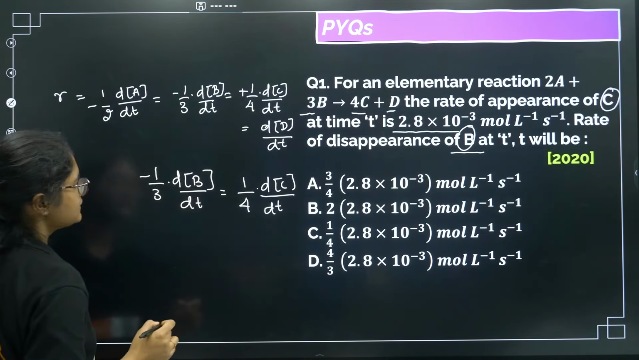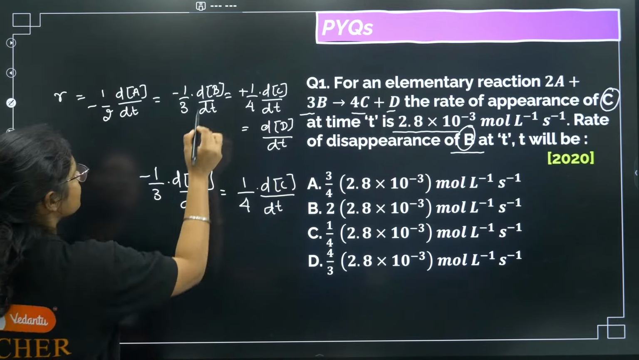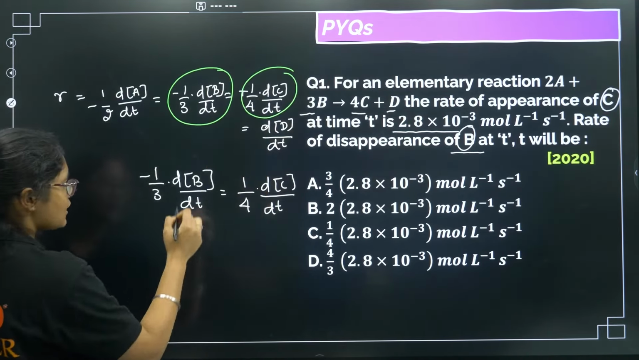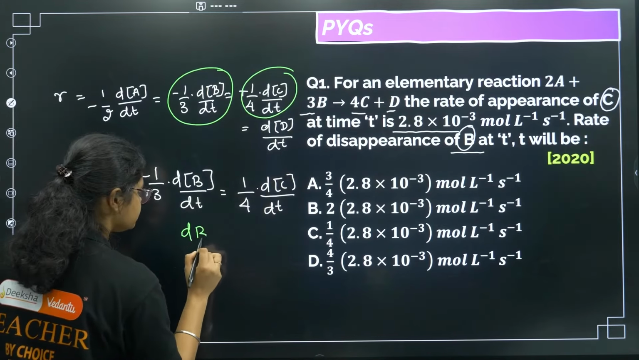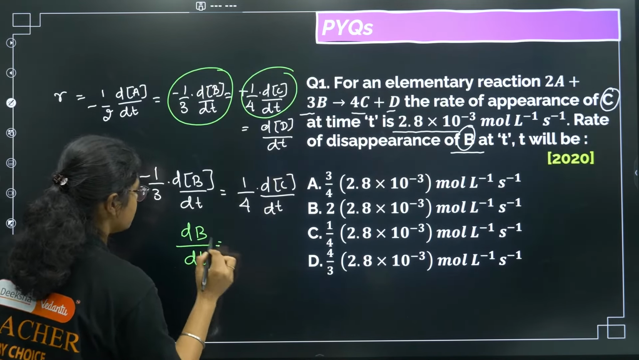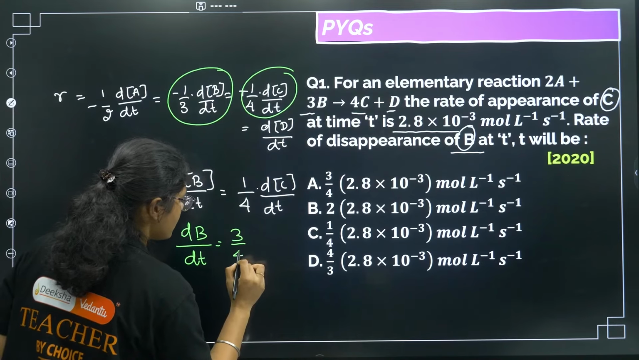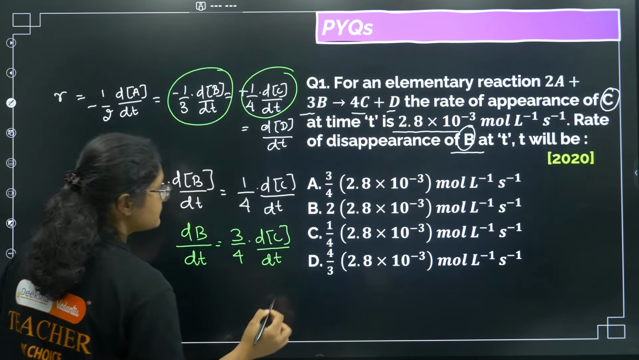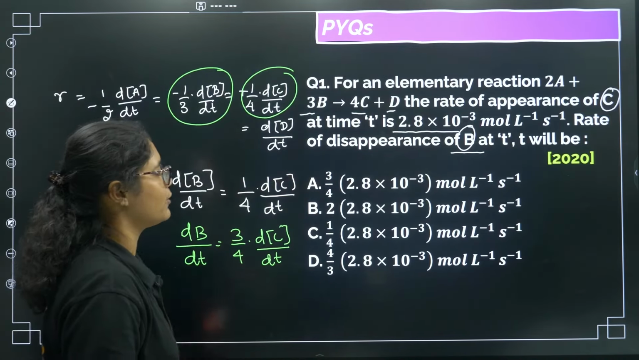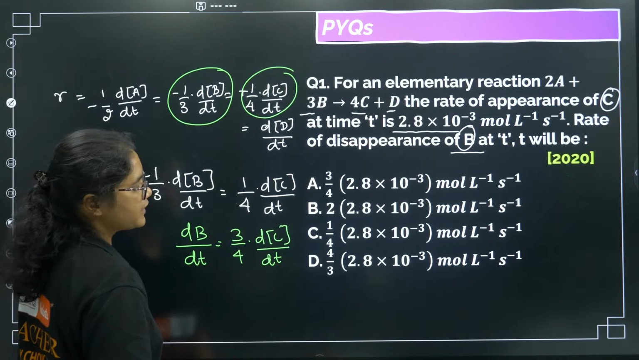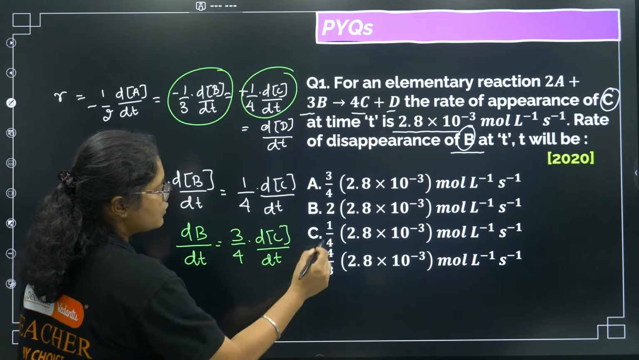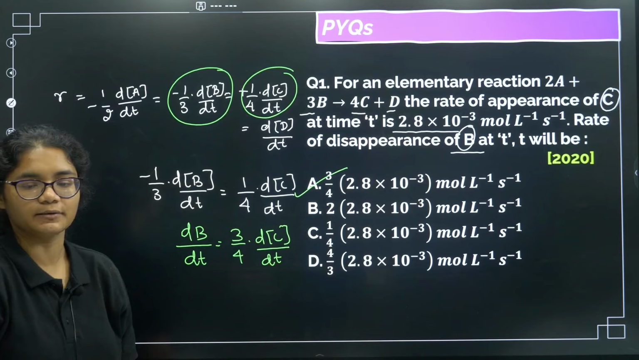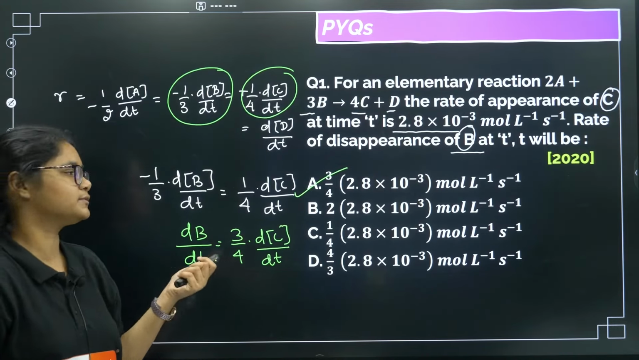Now the question, which two have been asked? Those two we need to consider, this one and this one. So now dB by dt will be how much? dB by dt will be equal to 3 by 4 of dC by dt, right? And the dC by dt value is already given to you, 2.8 into 10 to the power of minus 3. So I can say 3 by 4 into 2.8 into 10 to the power of minus 3. So the correct answer will be option number A. I hope everybody would have solved this question.